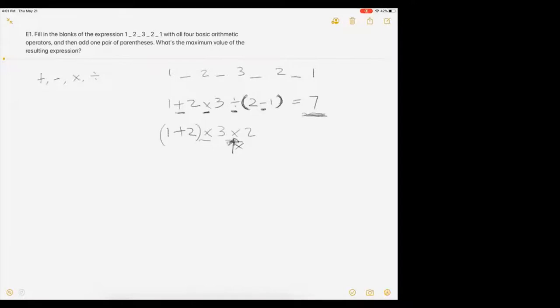Go ahead. Who else? You need to announce your name. Summer. Summer, go ahead. Well, I also got 7, but I changed a few things. So parentheses around 1 plus 2, and then times 3, minus 2 divided by 1. Very good. This is the other one I got too. So there are other ways to get 7: 1 plus 2 in parentheses, times 3, minus 2 divided by 1. This is 7. Any other ways to get 7? These are the only two I thought of.